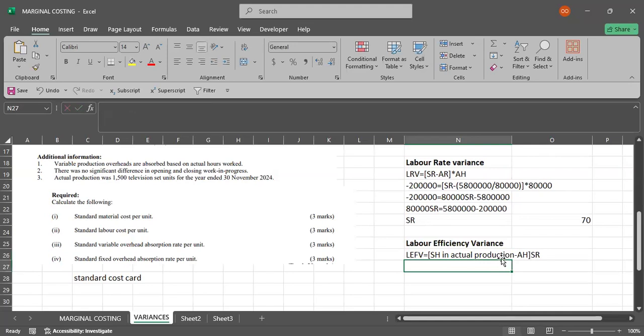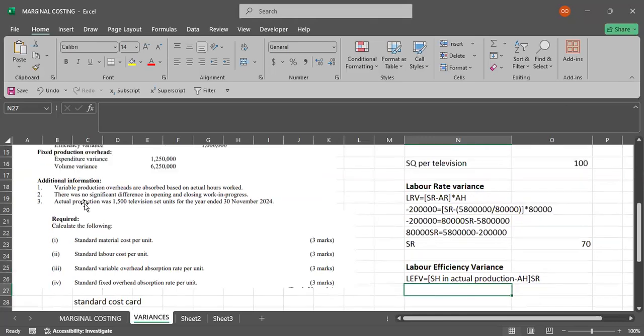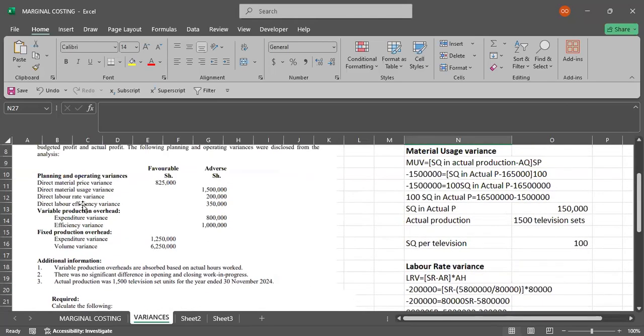Great. Now, let's collect the like terms or start with what is missing and what is available. Can you please post down there labor efficiency variance? And if possible, indicate whether it is adverse or favorable. Labor efficiency variance.